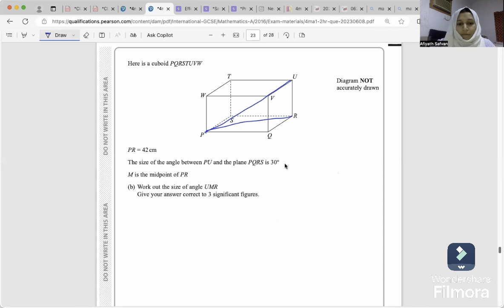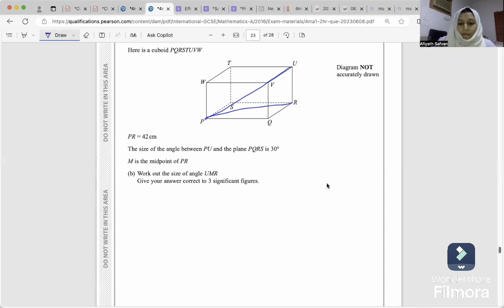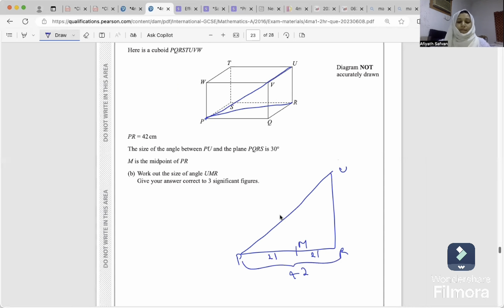All right. So here, U R and M is the midpoint and this is the P. So the PR total is going to be 42. That means this is 21, this is 21. So from here to here it is 42. And the angle between PU and the base PR is going to be 30. Okay, see, the plane base PQRS.